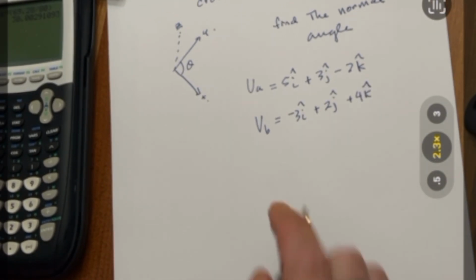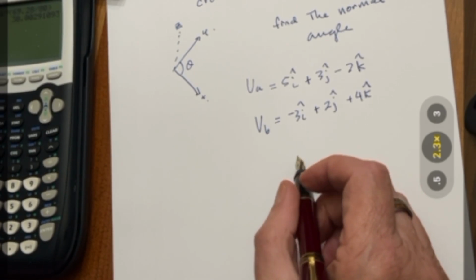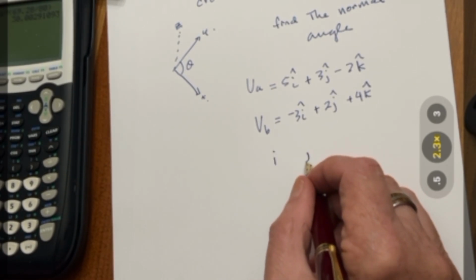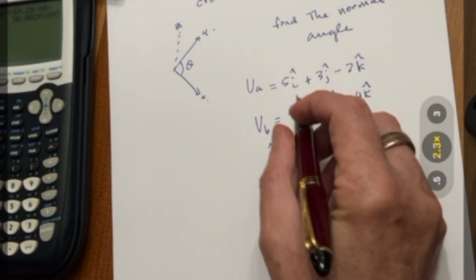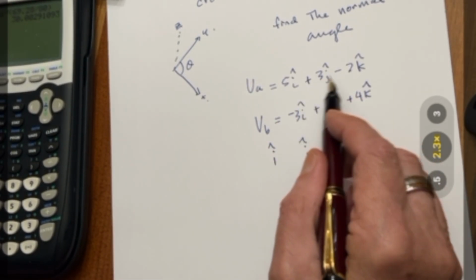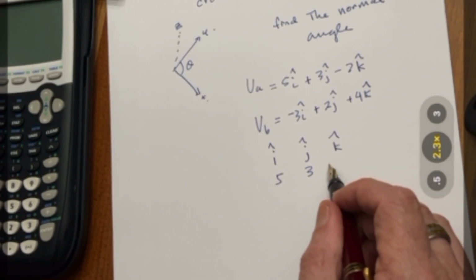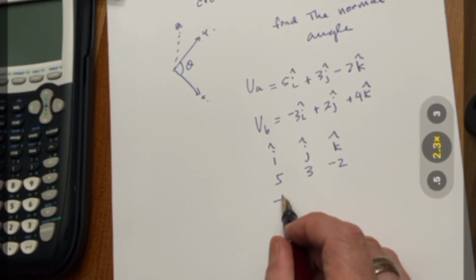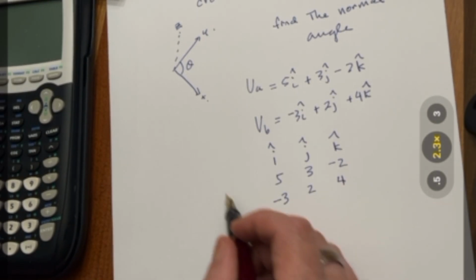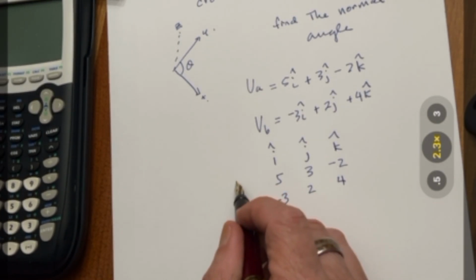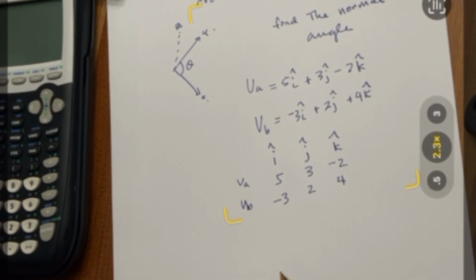Okay. Now, what we need to do is put this into what's called a matrix. So we'll have i, j, and k. And underneath it, we'll put the magnitude values for each of the vectors. So 5, 3, minus 2, minus 3, 2, and 4. Okay, and this is vector A and this is vector B, just to kind of keep ourselves oriented a little bit.